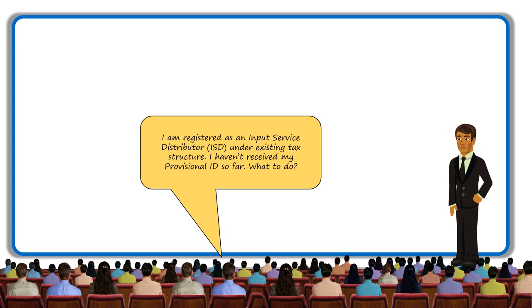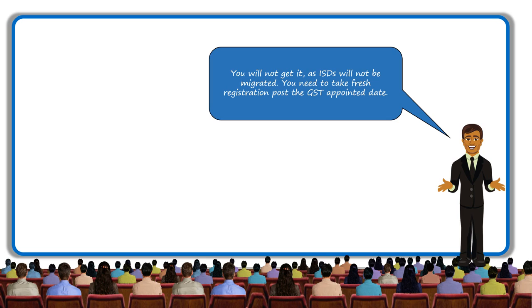I am registered as an input service distributor under existing tax structure. I haven't received my provisional ID so far. What to do? You will not get it, as ISDs will not be migrated. You need to take fresh registration post the GST appointed date.